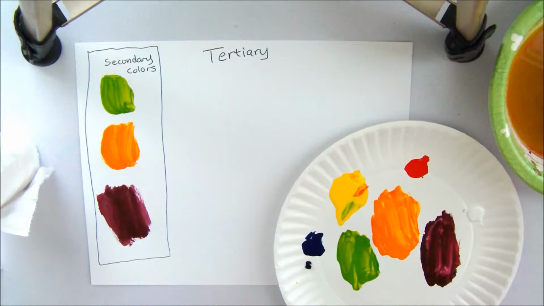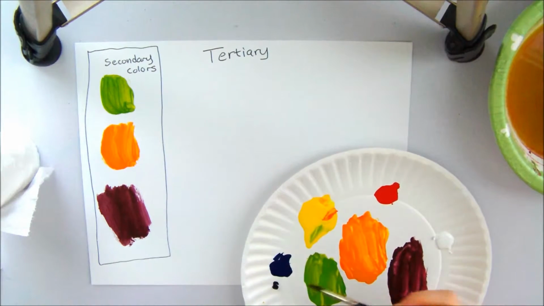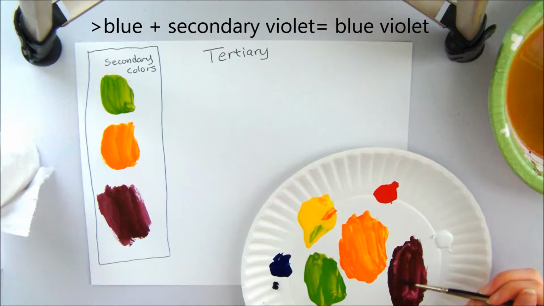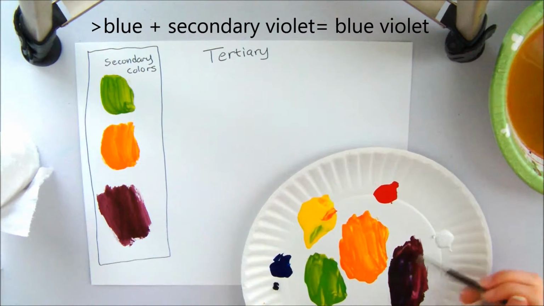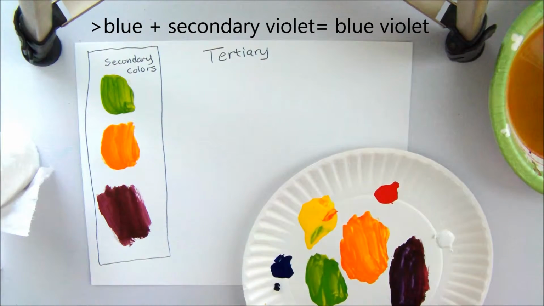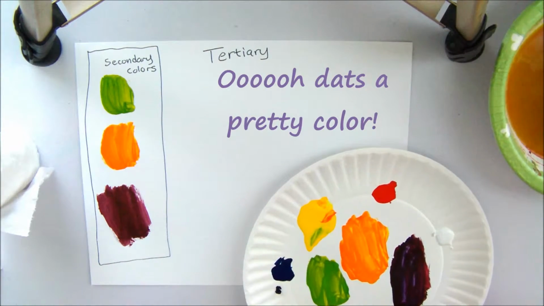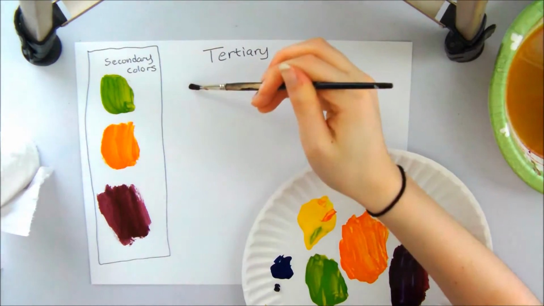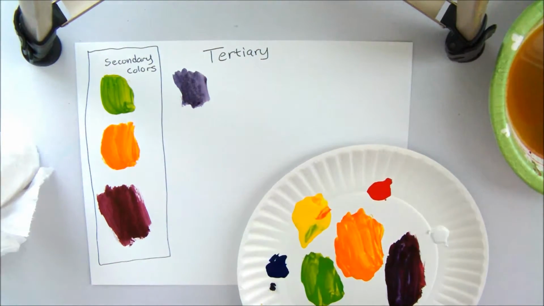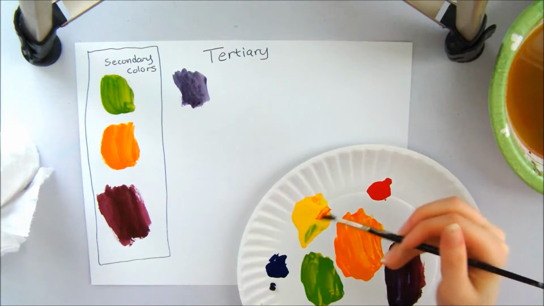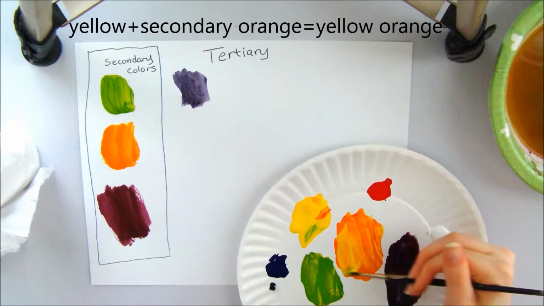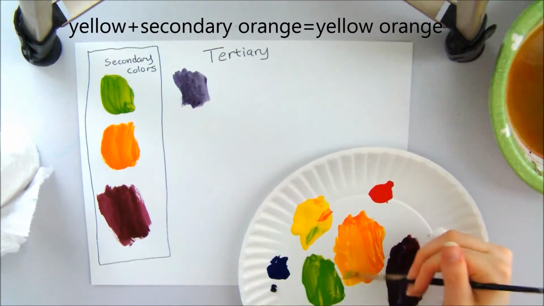Okay, the first color is blue violet, which, it says, is made by mixing a small amount of blue with this violet that we made. So let's see. Ooh, that's a pretty color. So here is blue violet. The next color is yellow orange, which you create by mixing some more yellow with the orange you already created.